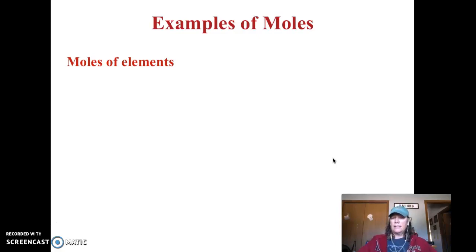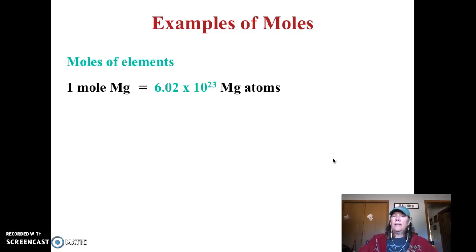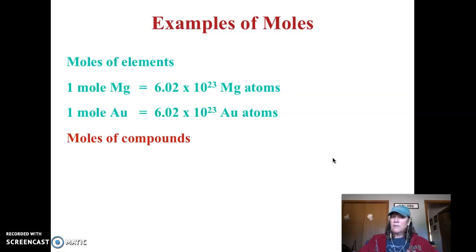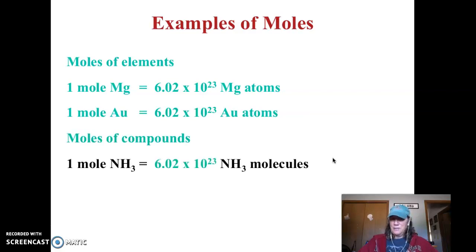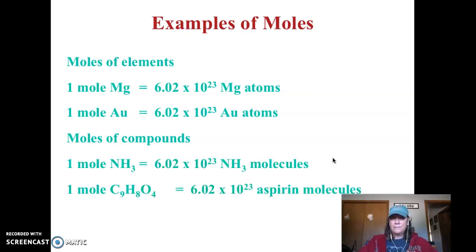Moles of an element: 1 mole is a unit for measuring, and 1 mole of any element is the mass from the periodic table. If I have 1 mole of magnesium, it has 6.02 times 10 to the 23rd atoms. It doesn't matter what your element is. If you have 1 mole, you have that many atoms. It never changes. Moles of compounds, same thing. Instead of atoms, if it's a compound, I have molecules, but otherwise the number's the same. Atoms, molecules, it works the same.